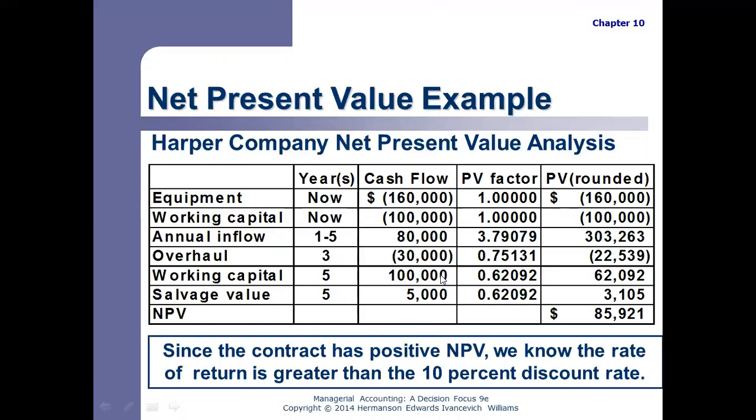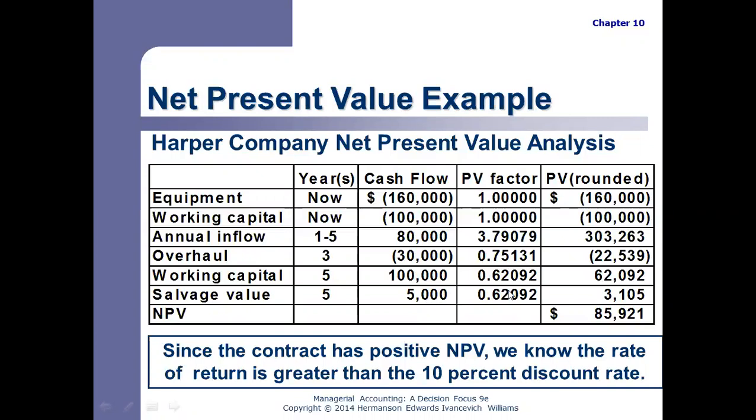Okay, so working capital, $100,000 is going to come in every year because of taking the project and using the machine. But this is a one-time thing at the end of the 5 years, as well as salvage value. You're going to get that $5,000 at the end of the 5 years. So it's not an annuity or a series of inflows or outflows. This is a one-time deal for both working capital and salvage value. Okay, so $100,000 5 years from now is worth $62,092 approximately.